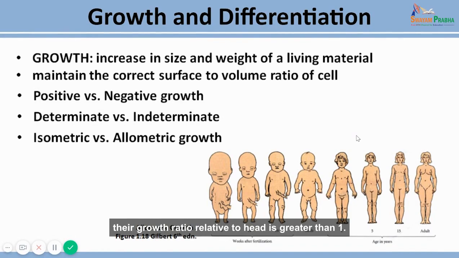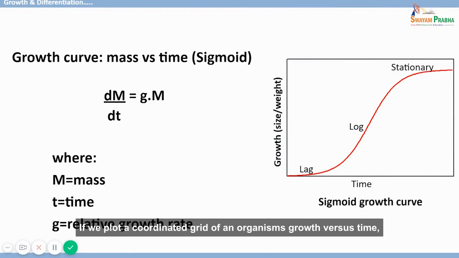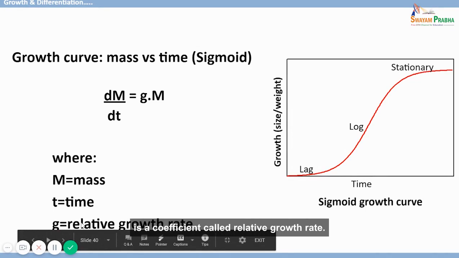If we plot a coordinated grid of an organism's growth versus time, we get a growth curve. The shape of this curve is often S or sigmoid shape, which follows this equation: dM/dt = gM, where mass is represented by M, time is represented by t, and g is a coefficient called relative growth rate.